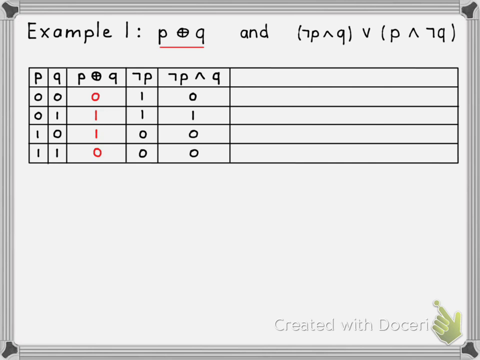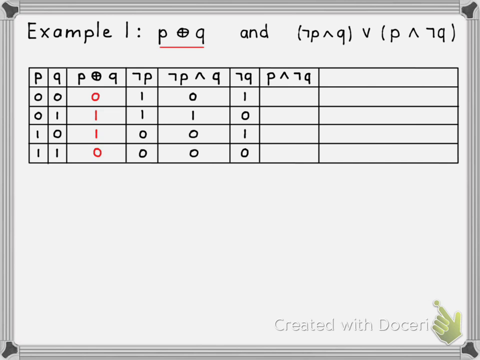Now let's turn our attention to the second operand of the disjunction, which is another conjunction. P is already taken care of in the first column, so now we need to add a column for not Q. Again, this is just the negation of the second column, like so. So now we're ready to build the next column corresponding to P and not Q.